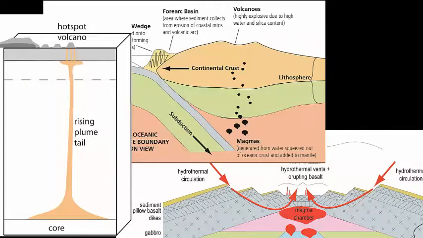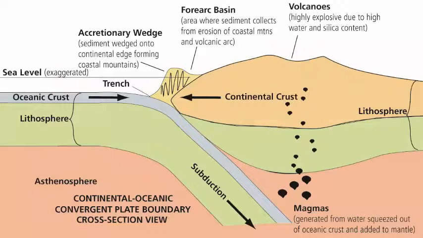Magmas can form in 3 different geologic settings: subduction zones, where water squeezed out of the subducting plate drops the melting point of the mantle above it, and causes it to melt. Those magmas rise up and produce subduction zone volcanoes.